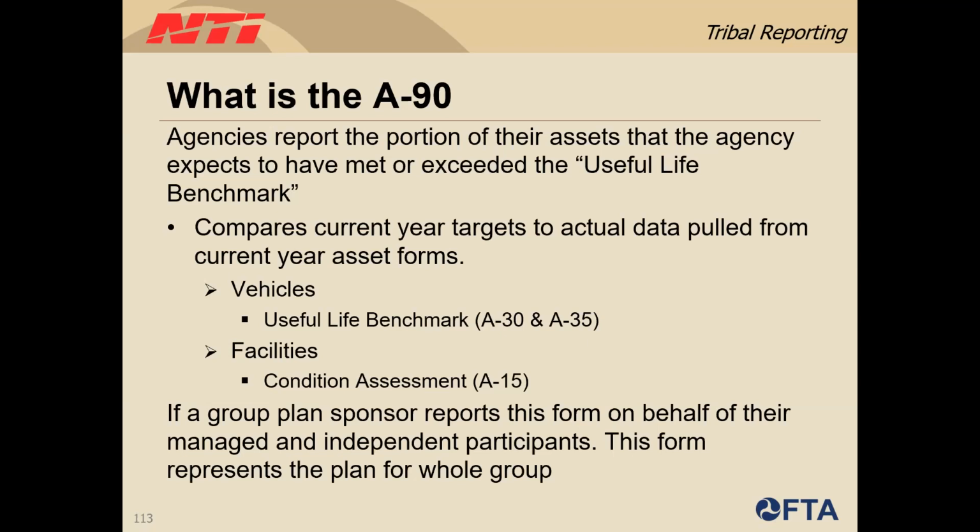For vehicles on the A30 and A35, the performance measure is determined by the vehicle's useful life benchmark. And for facilities on the A15 form, the performance measure is determined by the condition assessment. Some agencies report their targets directly to the NTD, whereas others are participants under a group plan sponsor who reports one A90 form on behalf of all participants.